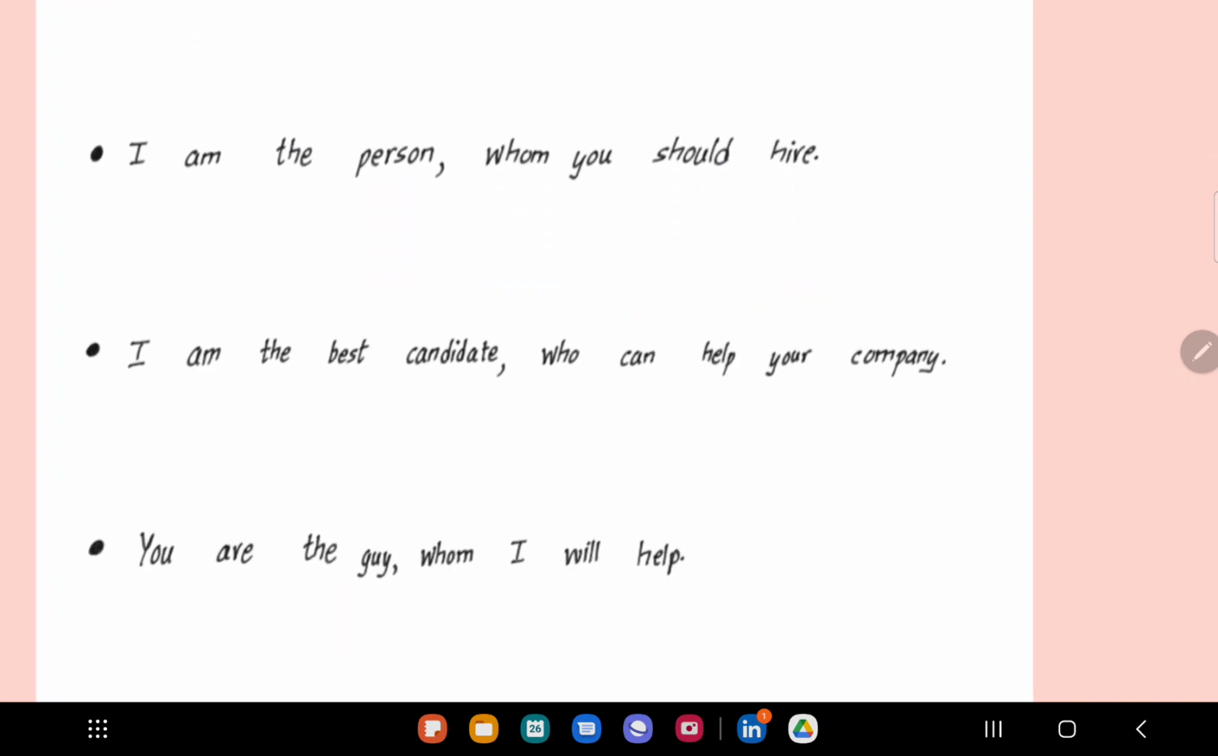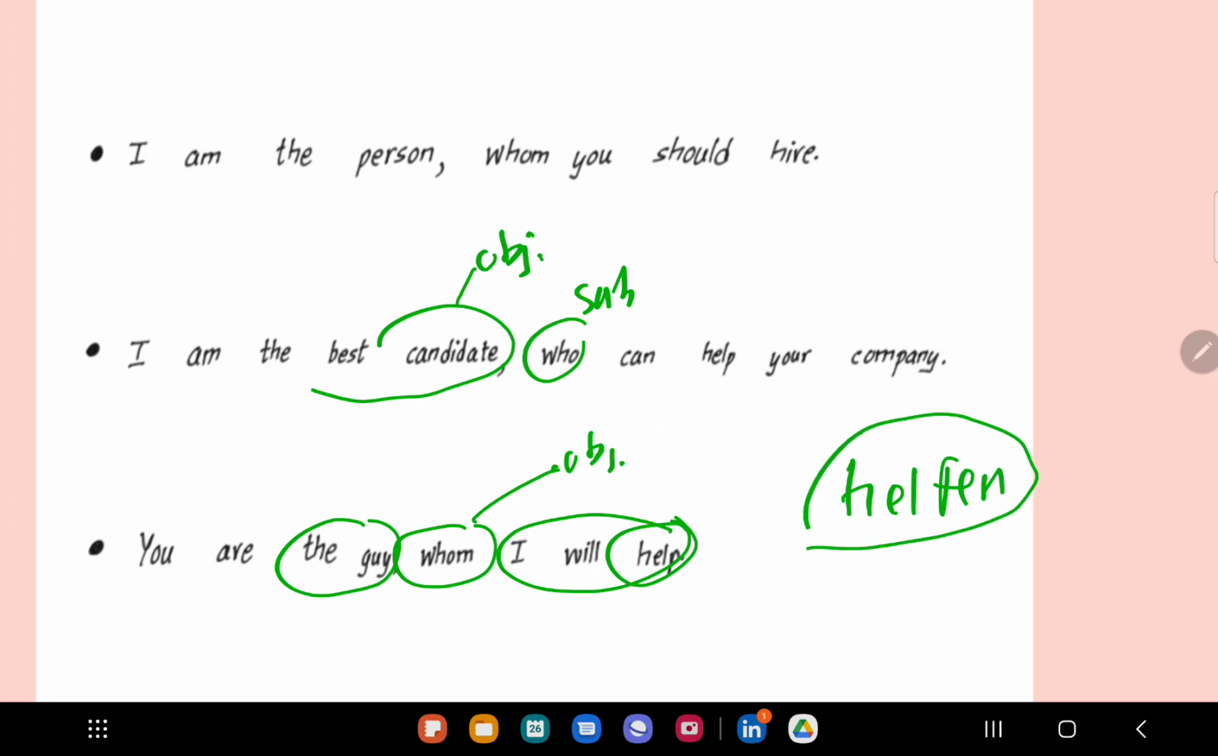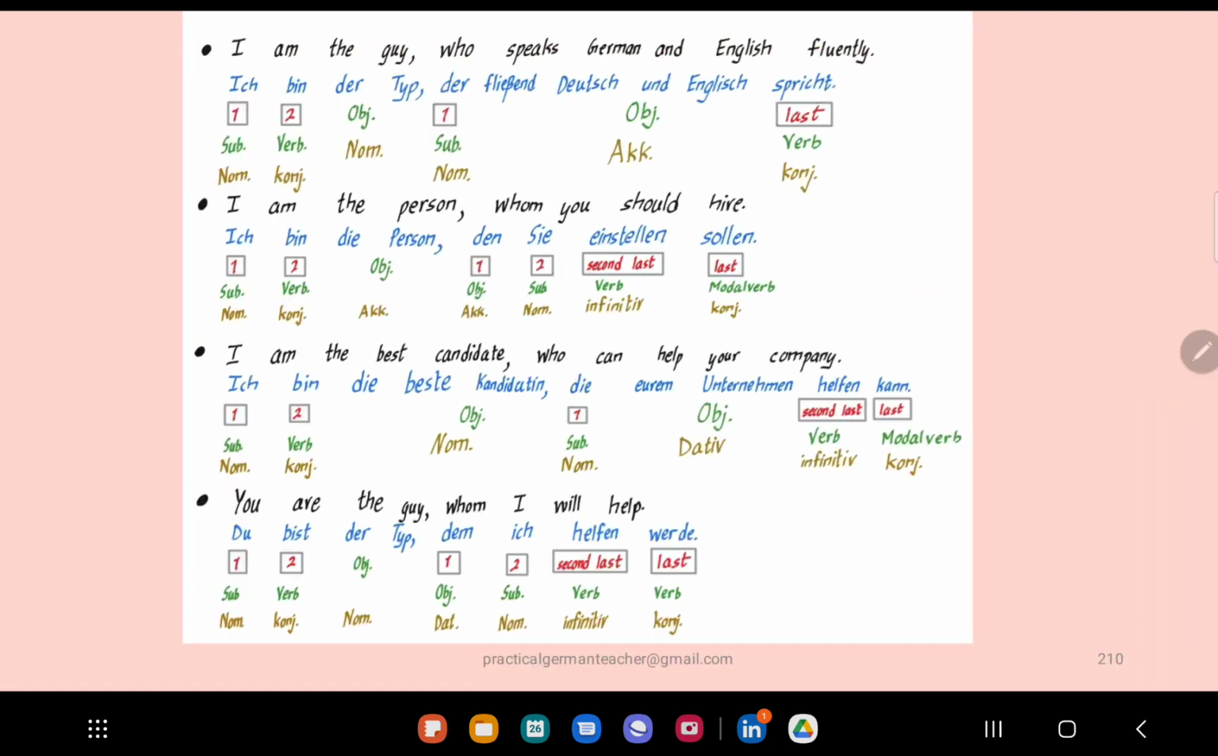Now the next sentence is, I am the best candidate who can help your company. So the best candidate is who. Here it was object. Here it becomes the subject of the sentence, right? Who can help your company? You are the guy whom I will help. The guy is whom I will help. And here it is object. But you are using help, right? And you know helfen is in our list of dative verbs. So object will be dative. Let's look at the answer.